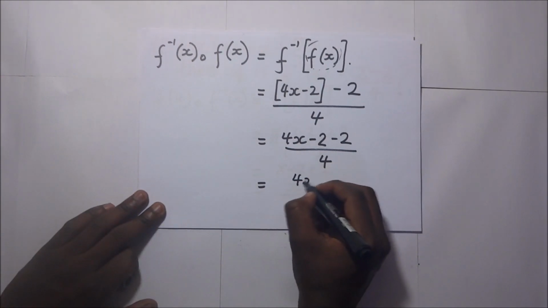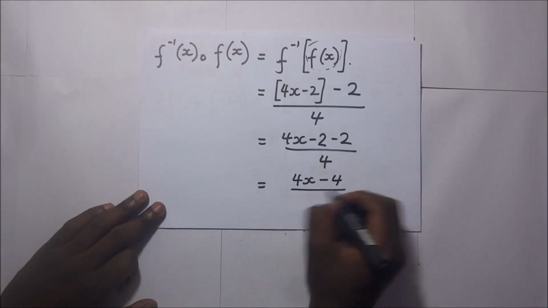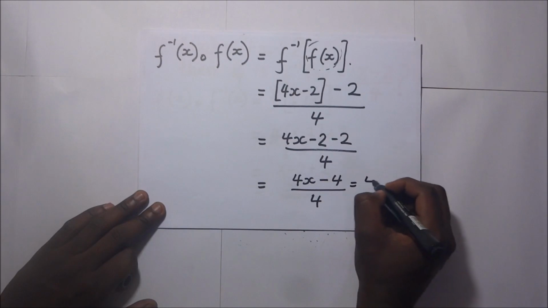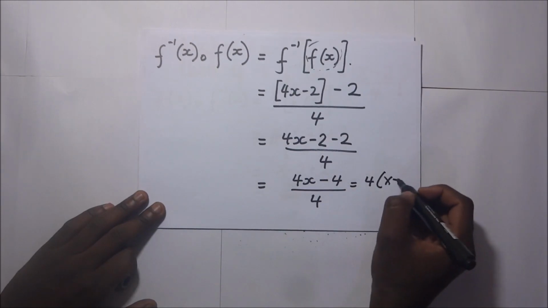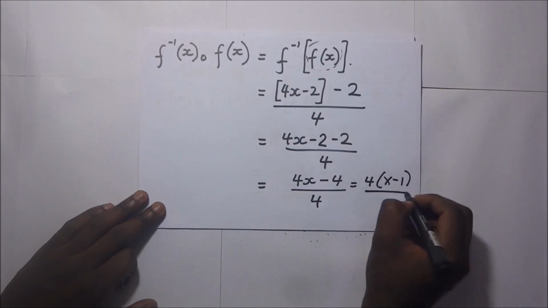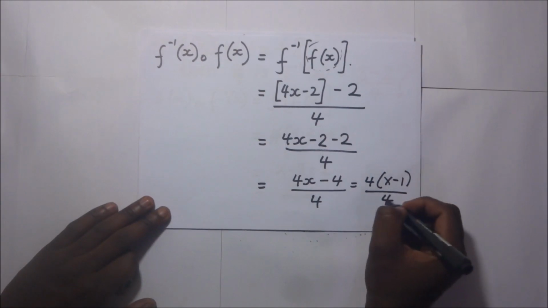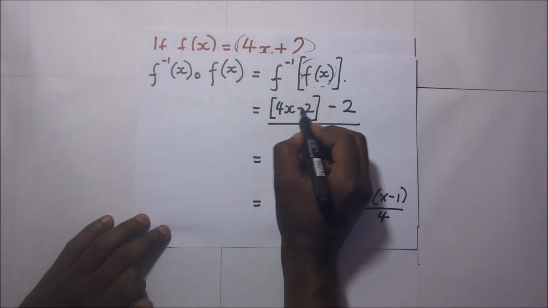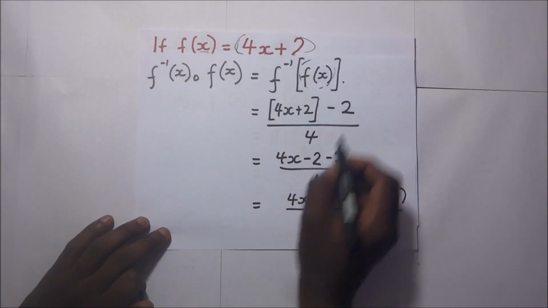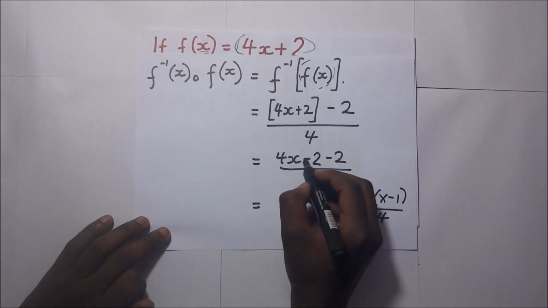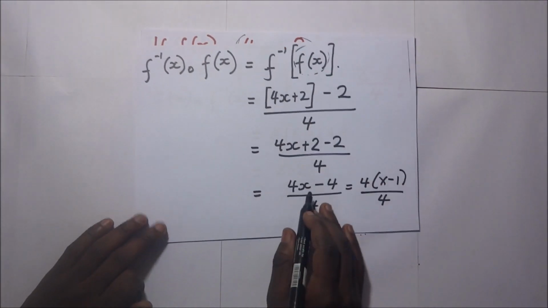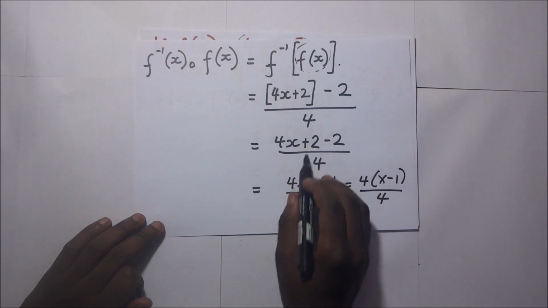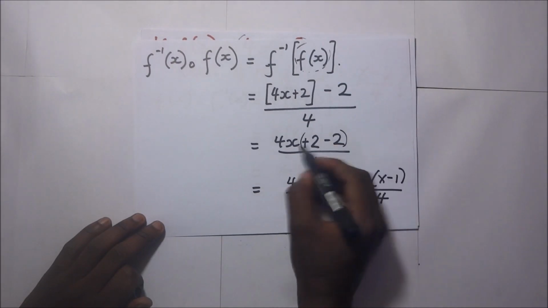This will become 4x minus 4 over 4. This will give us 4 into x minus 1. Divide that by 4. This is supposed to be 4x plus 2 minus 2. So definitely this is going to be 4x plus 2 minus 2. And this is plus 2 minus 2. This is giving us 0.